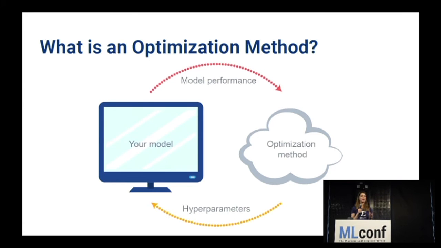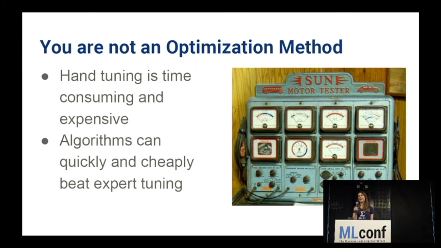You've got this optimization method that suggests your hyperparameters, and you're iteratively evaluating your model, and then you're observing the model performance. And when you are selecting your hyperparameters by hand, you are being your own optimization method, and people aren't necessarily good at performing 20-dimensional optimization in their heads.